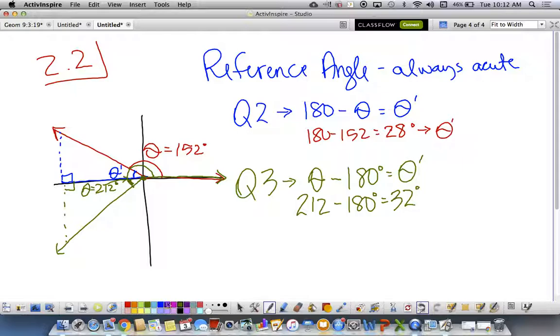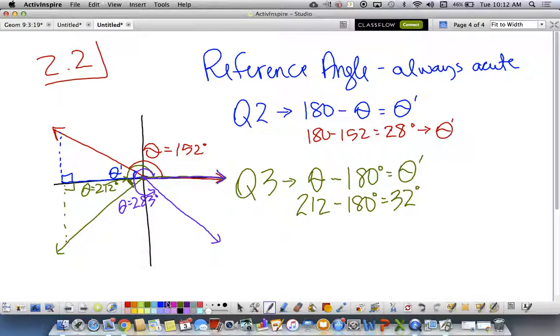All right, let's see. Can I draw one more? Uno más. Initial side, going around into the fourth quadrant. Did I say third? Sorry. This theta is going to be 283. Not drawn to scale.